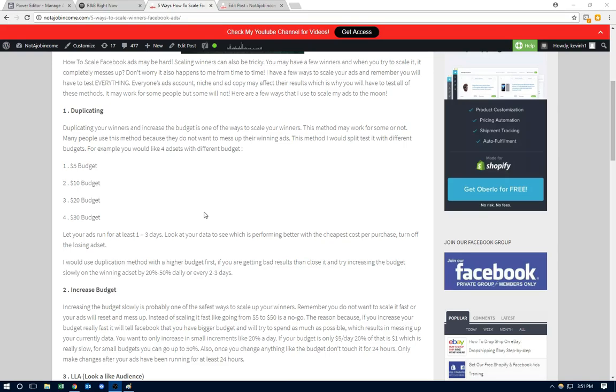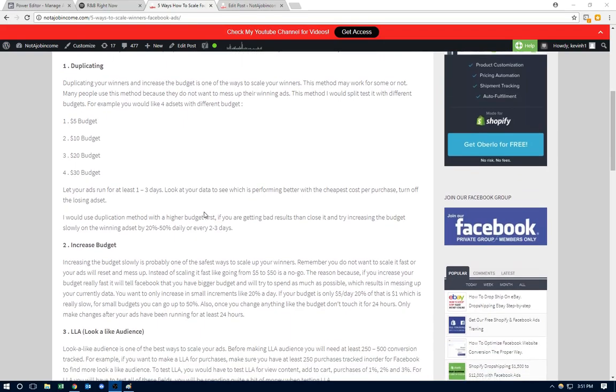And another way is probably the most simple one, which is increasing your budget. And this is kind of tricky because if you increase your budget too much, Facebook will pretty much reset your data, and since you have a new budget, Facebook wants to spend all that budget in one day, depending on how much you put and conversion rates, right?